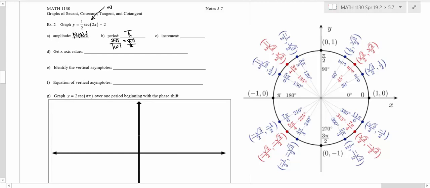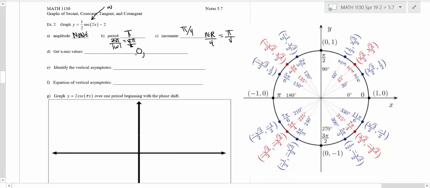Okay? Now, the increment's the key. How do you find the increments? Always the same. On every trig function you ever do, it's period over 4, right? Okay, so we want to just take the period and divide by 4. So the period's pi. So that means your x-axis needs to be generated by going by pi over 4. That's what that means, okay?